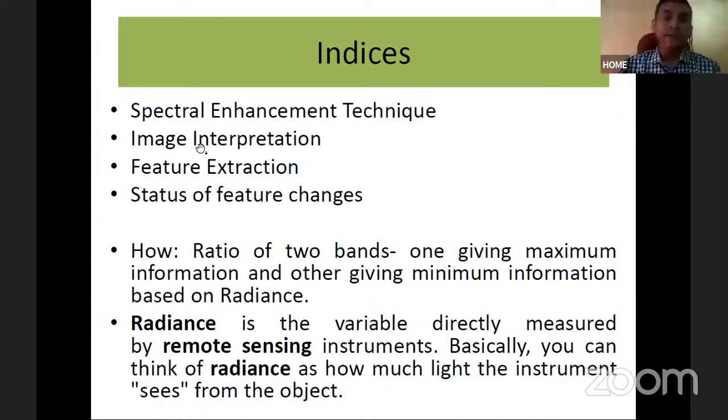ठीक है? So basically, indices is an example of a spectral enhancement technique. एनहांसमेंट मतलब किसी एक फीचर को बहुत अच्छे से उभर कर दिखाना, दैट्स कॉल्ड स्पेक्ट्रल एनहांसमेंट टेक्निक. फाइन. So for example, when you're gelling your hair, what happens? You're trying to make your hair more attractive compared to everything else, है ना? Likewise, it's a kind of enhancement technique. So you're trying to drive the focus to look at specific features.